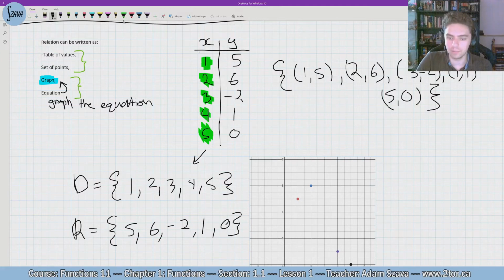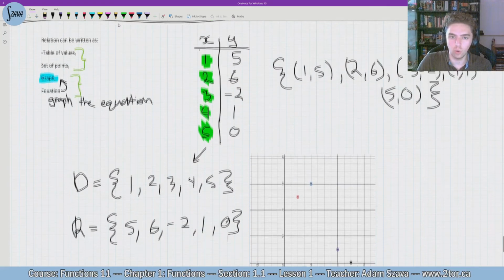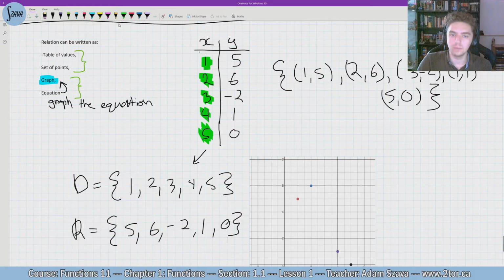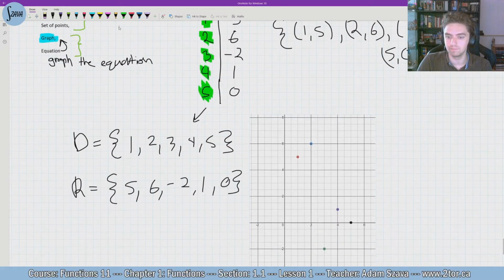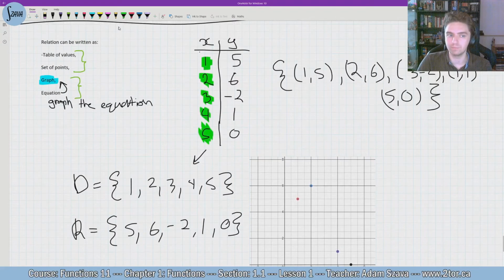Don't make this more complicated by making a graph here. You only know these points, and so you can only say something about these points. The possible independent values are 1, 2, 3, 4, and 5, and the possible dependent values are 5, 6, -2, 1, and 0. That's it. That's all you know. And so that's how you find domain and range for a set of points.